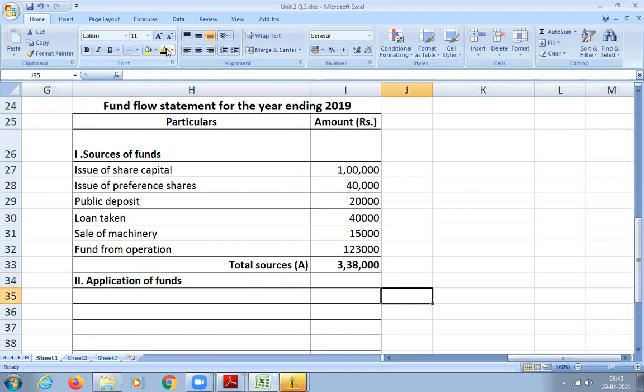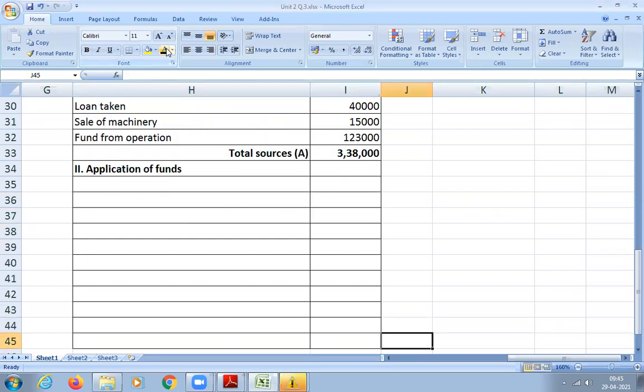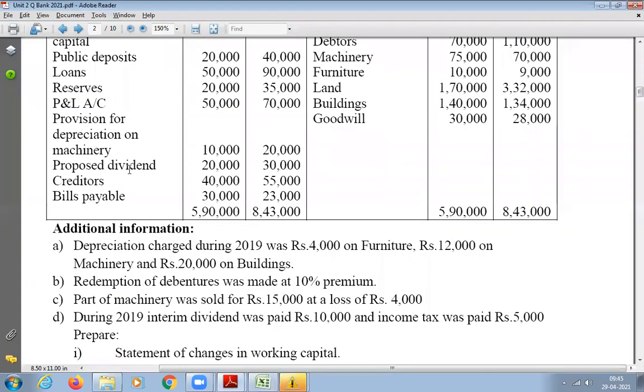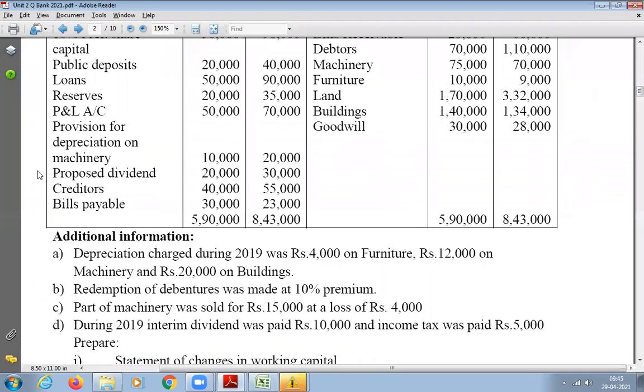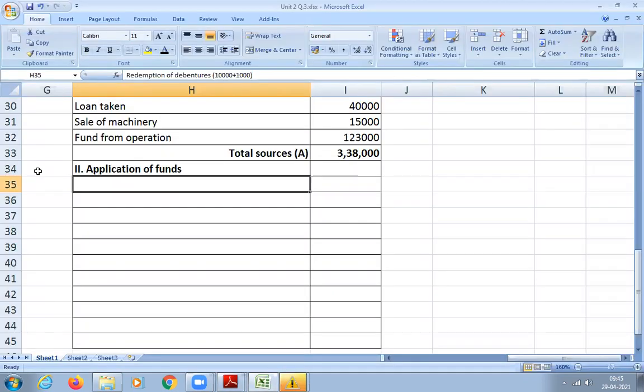That is where your fund is being used, either for redeeming, or for paying some payments like dividends and taxes, or if there is any loss from operation, you can write it there. So tell me now, is there any redemption, anything which has been redeemed, any liability that has been paid? Redemption of debentures, sir. Yes, debenture was redeemed. So write redemption of debenture. 10,000 is the redemption value.